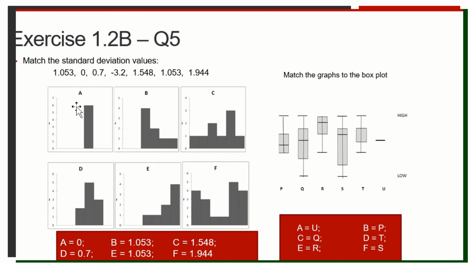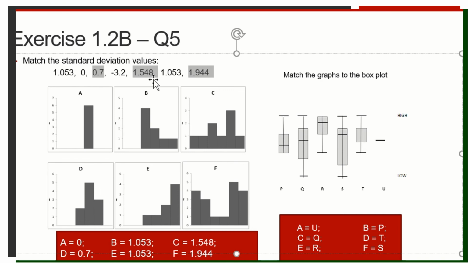Understand? Move on to the next one, which will be 0.7. The smallest standard deviation of the three that we have not matched. Now we are left with D, C, and F. The smallest one must be the one with the smallest spread, right? Which will be D. Only 3 sets of data there. That has the smallest spread, so it will be 0.7.